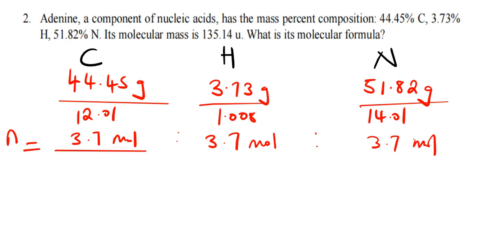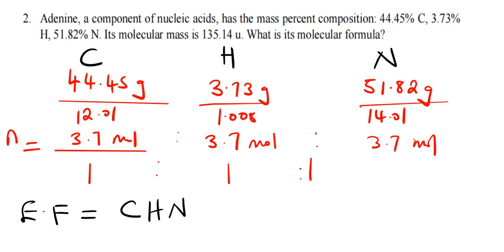So I have the same number of moles for all of them. So what would be the simplest ratio? Of course, I'm supposed to divide by the smallest one, which is just the same. So in this case, what would be the ratio? The ratio for this one is just going to be 1 to 1 to 1. So in this case, what is the empirical formula? The empirical formula, which I'm just going to abbreviate as EF, is going to be my carbon, my hydrogen, and my nitrogen: CHN. That is the empirical formula.